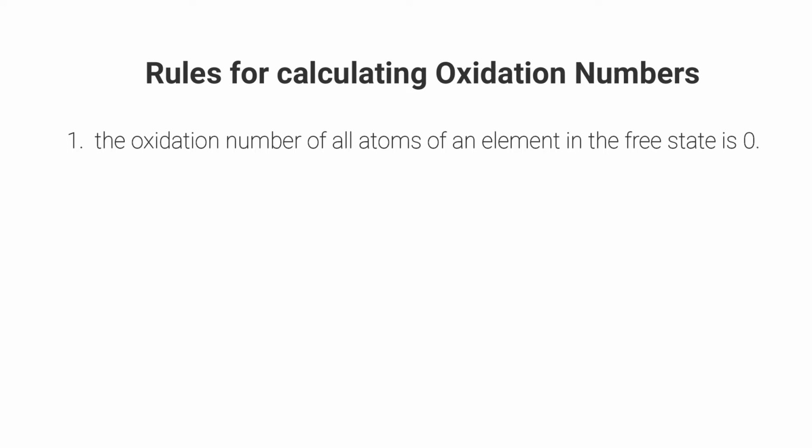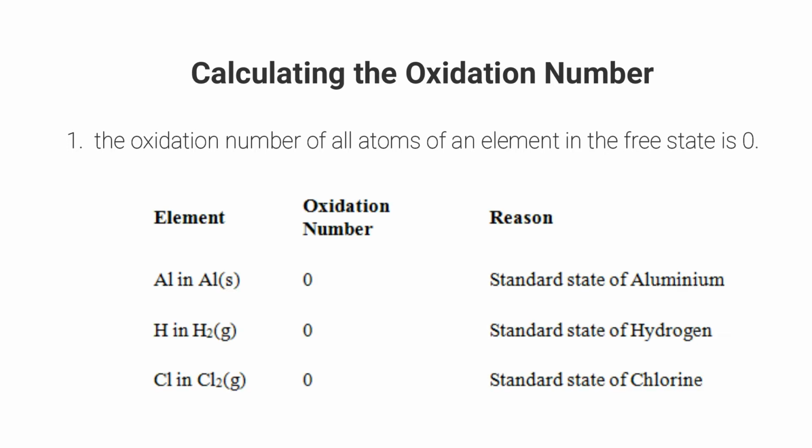So let us look at an example for that. Aluminum atom, the oxidation number for that would be 0 because aluminum is in its free state. It is not reacting or combining with anything. And the same thing for, let's say, hydrogen gas or chlorine gas. So all these elements have an oxidation number of 0.